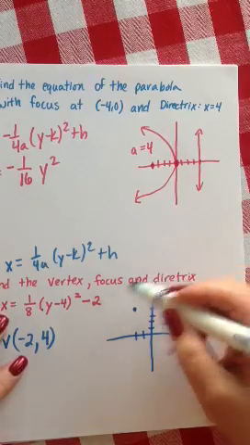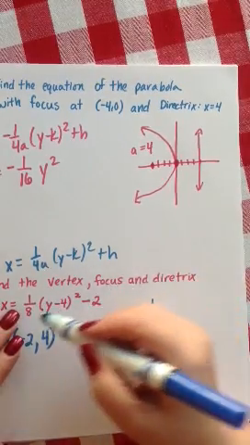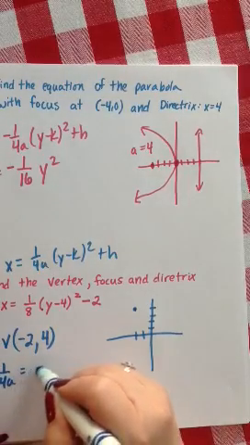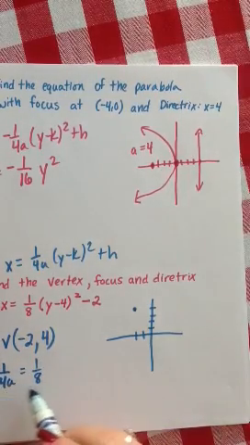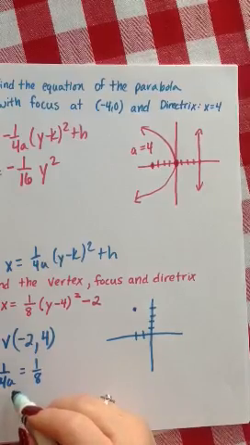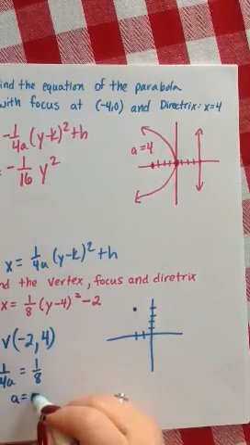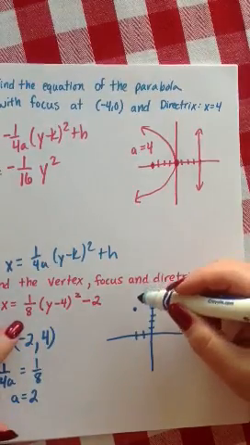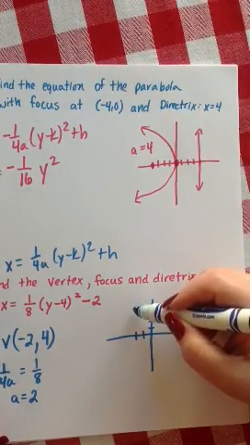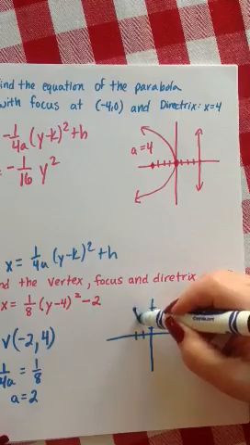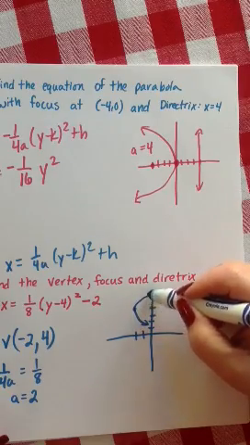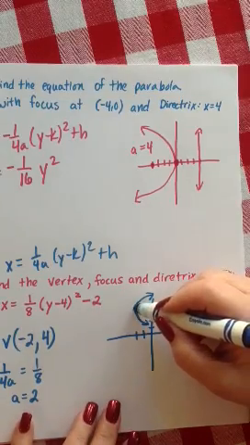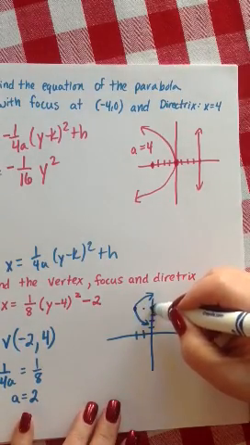The focus, so first of all, you have to figure out what a is. Since 1 over 4a is equal to 1 over 8, if 4a is equal to 8, then a must be 2, right? Because 4 times 2 is 8. So a is 2. It's positive, which means it's going to have to open to the right. So I know it opens to the right. a is 2, so the focus is going to be right there.